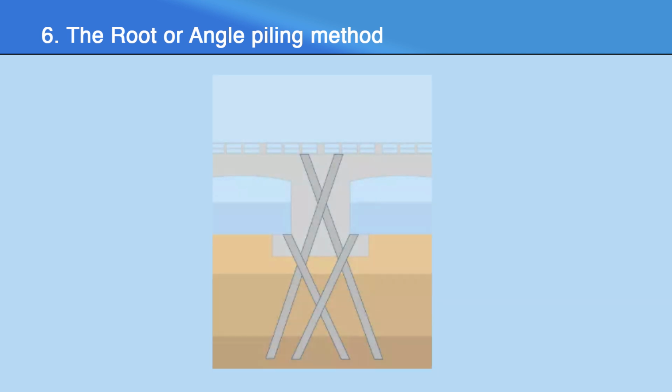These are the angle pile methods of underpinning, in that below the existing foundation the piles are inserted in angle shapes with some inclination to the ground.